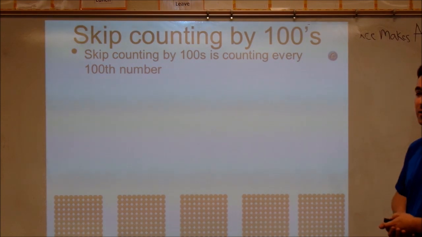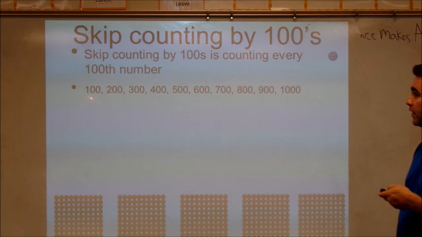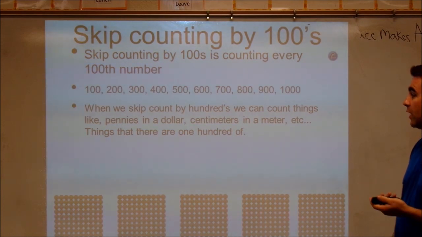And finally, 100s. Skip counting by 100s, we are only counting every 100th number. So we start at 100, 200, 300, 400, all the way up to 1,000. And we can count things like pennies in a dollar, centimeters in a meter, things that there are hundreds of.